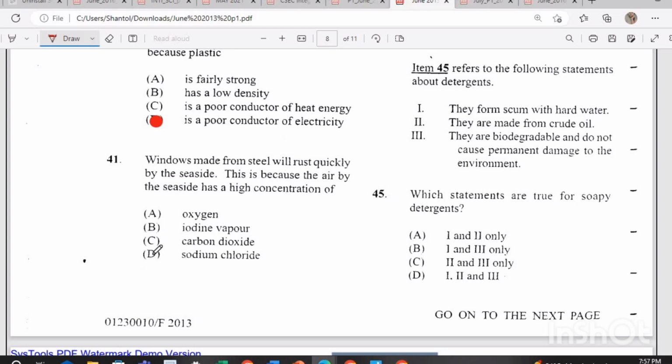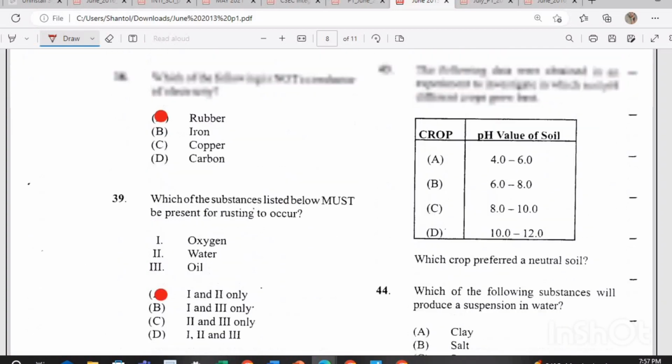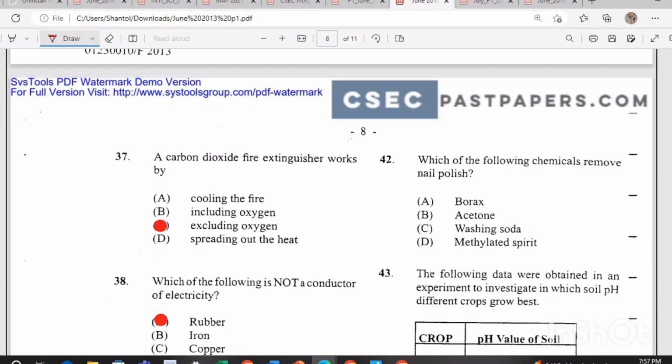If you said D, sodium chloride, you are correct. Remember, sodium chloride is another word for table salt, or is the chemical name for table salt. Which of the following chemicals, question 42, removes nail polish?